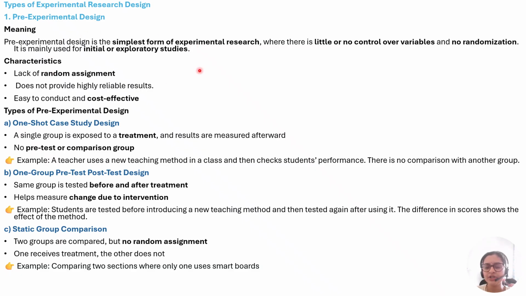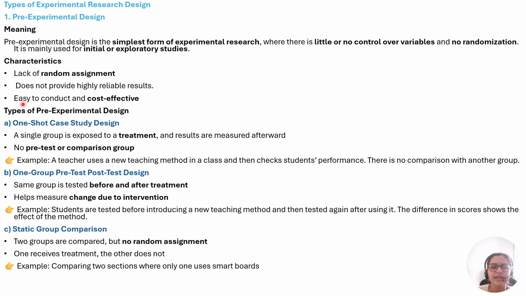In the initial stages, you have to be very careful, right? You can't randomly assign people to various groups. So the researcher will choose which group the participant will go to. That means there is no randomization. What are its characteristics?